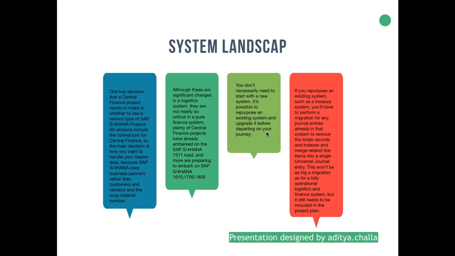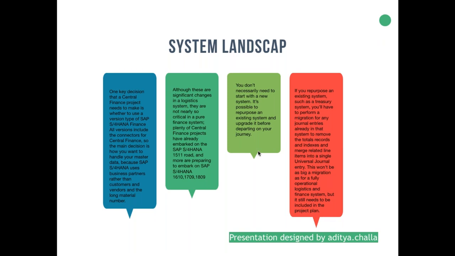Although there are significant changes in logistics systems, they are not nearly so critical in a pure financial system. Plenty of central finance projects have already embarked on S/4HANA 1511, and more are preparing to embark on 1610, 1709, and 1809. Here the version is not a big deal. For the S/4HANA finance version, except 1503, you can use any version, because from 1511 onwards it is supported. So you do not necessarily need to start with a new system. It is possible to repurpose an existing system and upgrade it, depending on your journey.